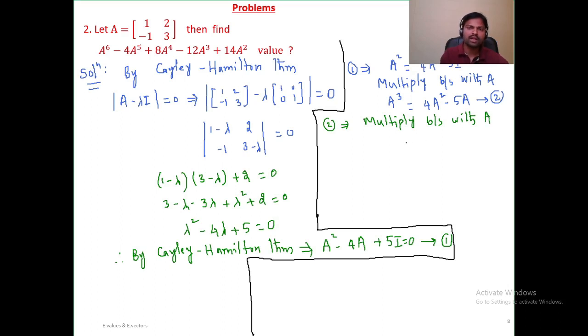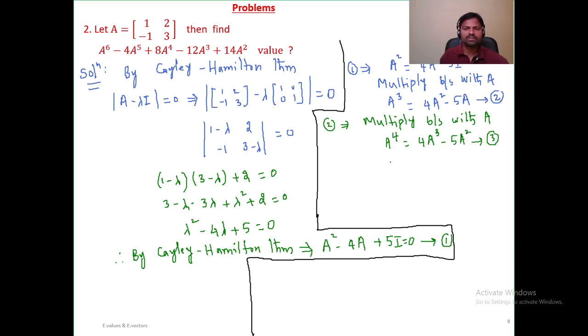See how I'm working to get the required result: I'm generating the required powers, A squared, which is this one, then A cubed, then A to the power 4, A to the power 5, A to the power 6, like that. Then multiply with A, you will get A to the power 4, which is equal to 4 times A cubed minus 5 times A squared. Assume this is number 3.